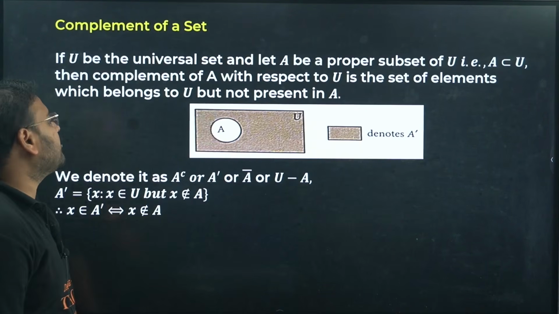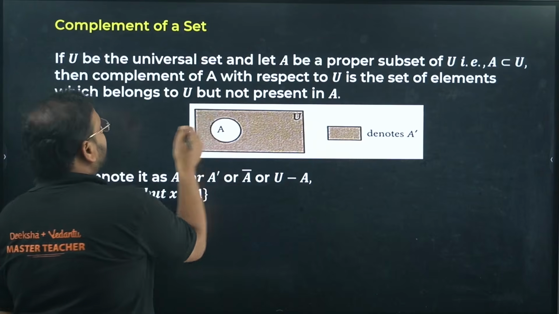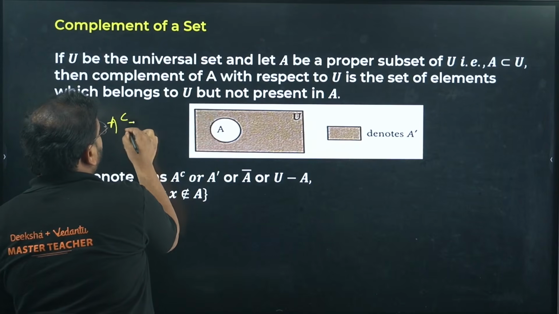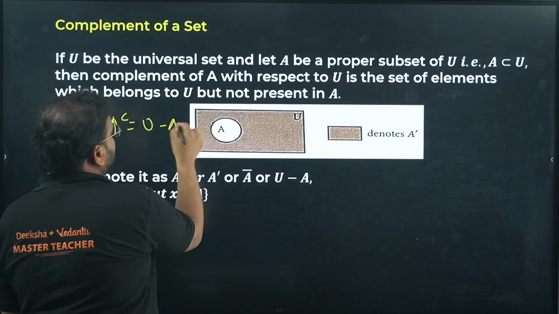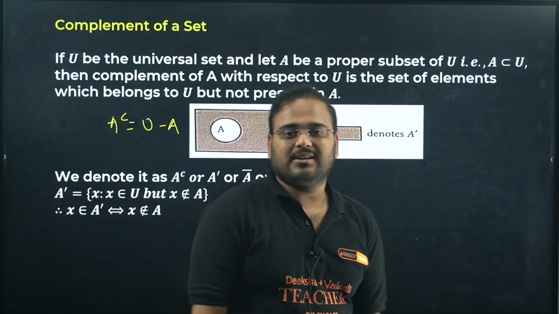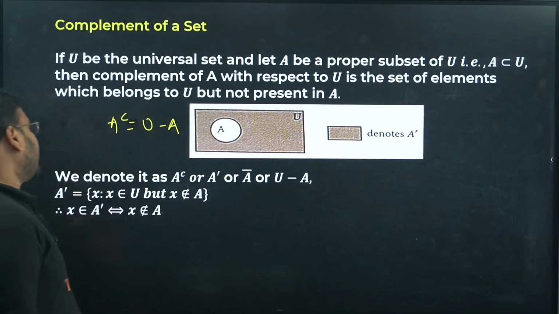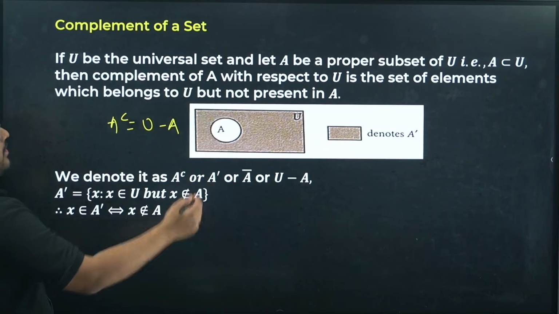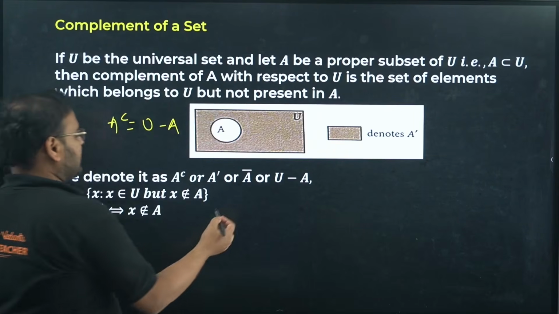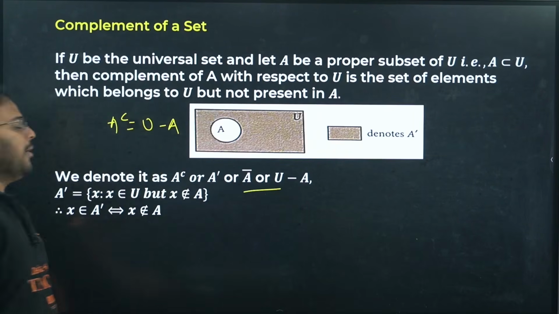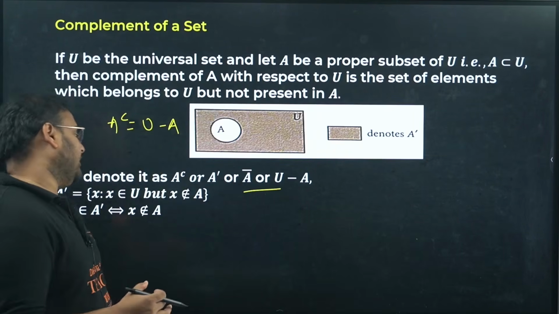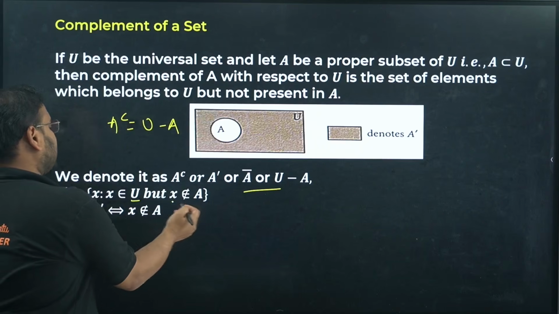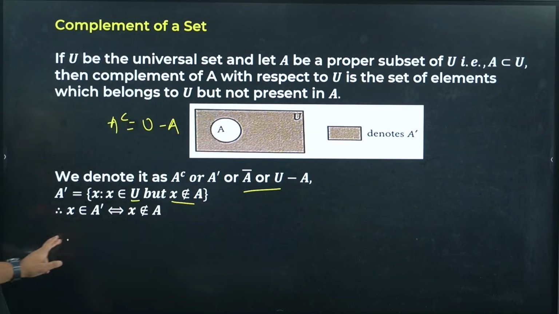Complement of a set, have a look. If I'm talking about A complement, it represents universe minus A. Universe minus A, as simple as that. We write A complement, we write A dash or A bar or U minus A. It's all the same thing. Everything in the universe but the elements in set A.